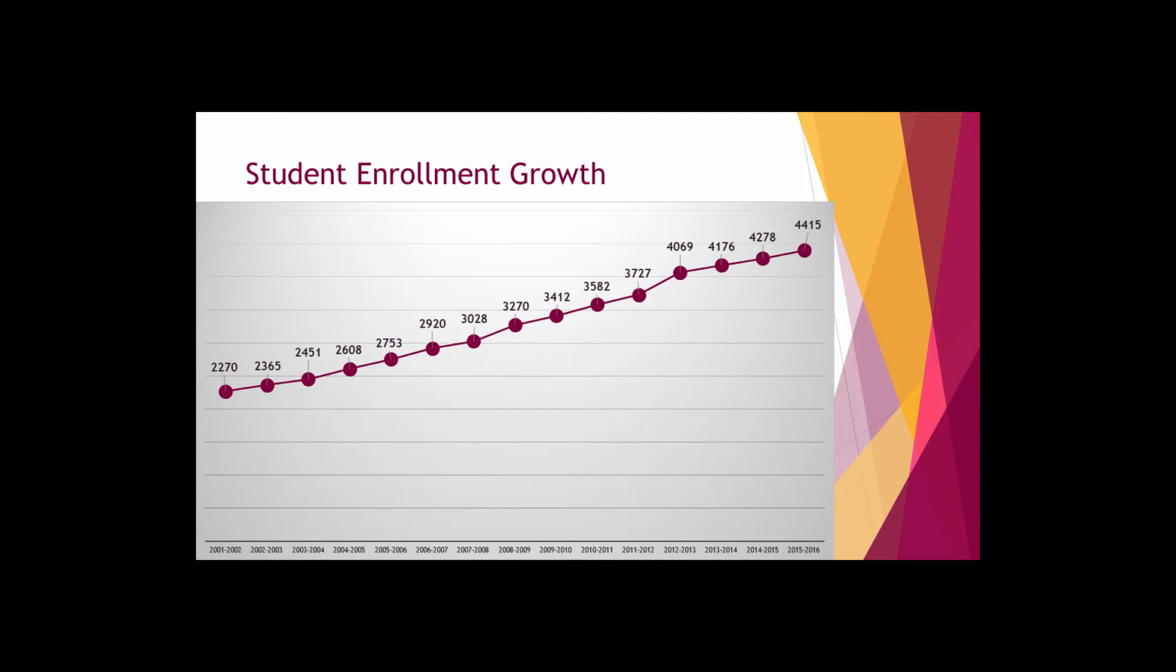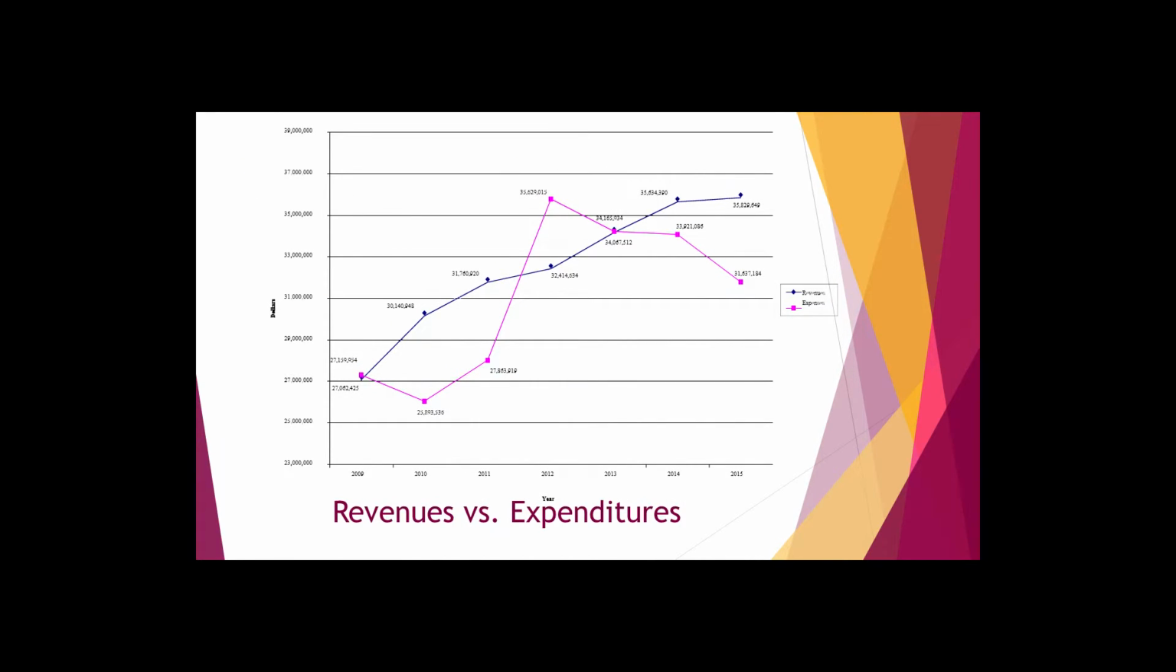So here's a chart that just shows student enrollment growth over the years. Back in 2000, we were at 2,270 students. Till today, we are at 4,415. So we have almost doubled where we were 15 years ago. That is massive and fast growth.